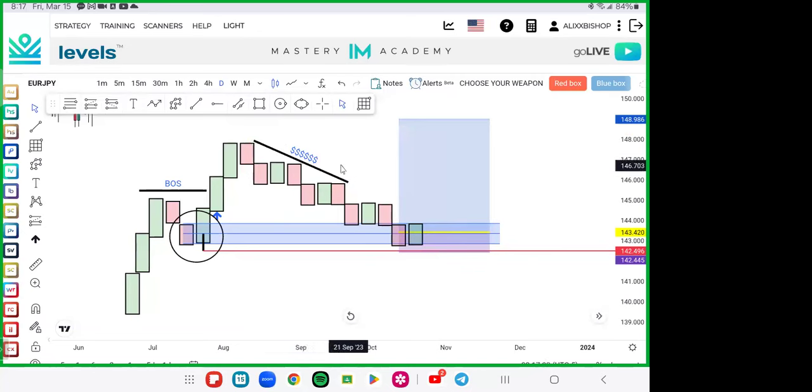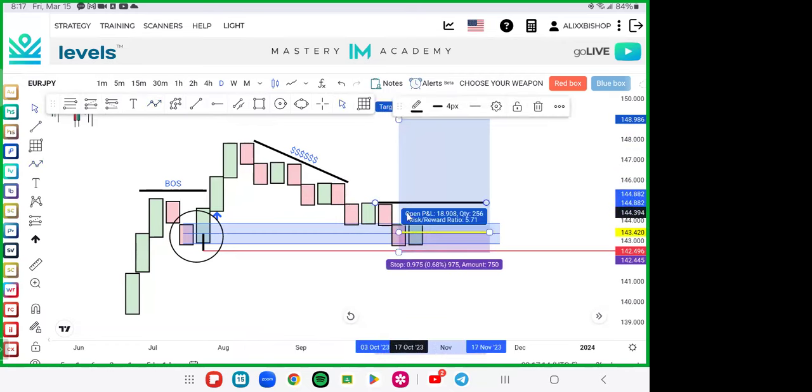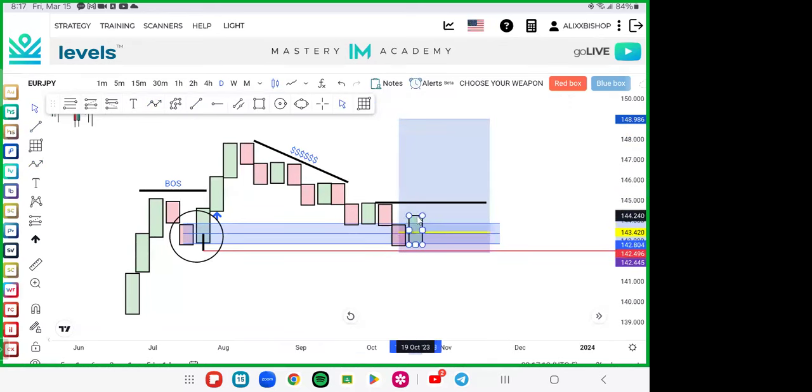Now, let's focus on the structure. We get lower low, lower high, lower low. Now we know we need to change character in this area. We need that break and close above. Okay, let's check it out. Market's starting to head back up.